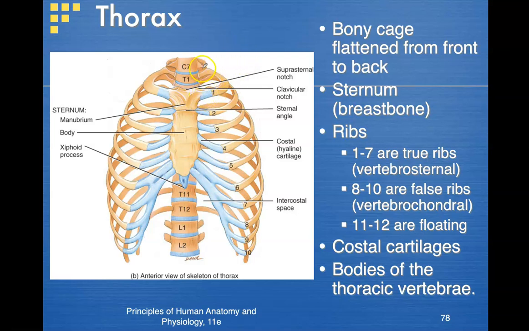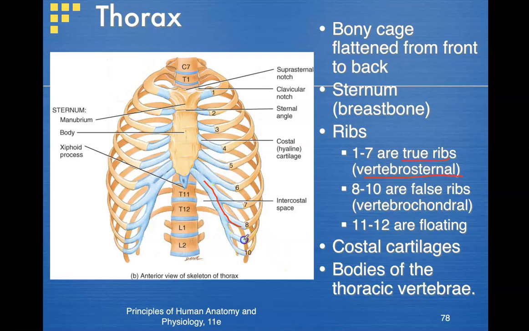So if you look here, each of these has their own costal cartilage and it's attaching directly to the sternum. Those are ribs 1 through 7, and we call them our true ribs, or vertebrosternal ribs. Now ribs 8 through 10 are what we call our false ribs, because these attach indirectly to the sternum by joining their costal cartilage to the costal cartilage of rib 7.